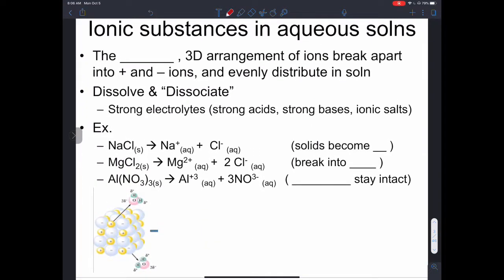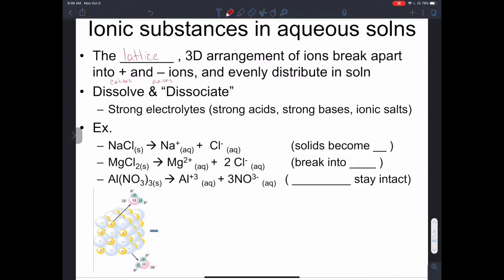Now, how again do ionic substances behave when they're in a watery environment? The lattice, that is the name for the 3D arrangement of ions. The lattice of ions actually breaks apart into positive and negative ions, right? Those are the cations and the anions. Positively and negatively charged ions, and they evenly distribute in solution.